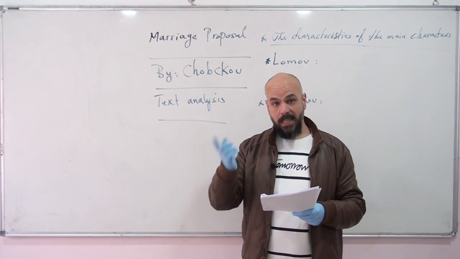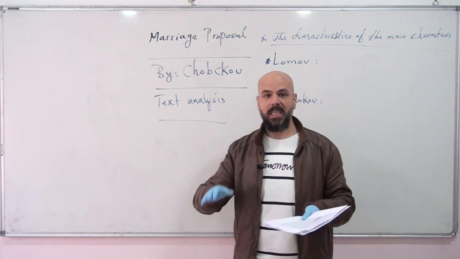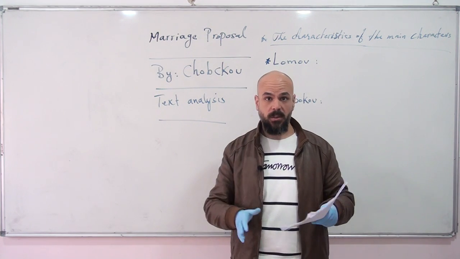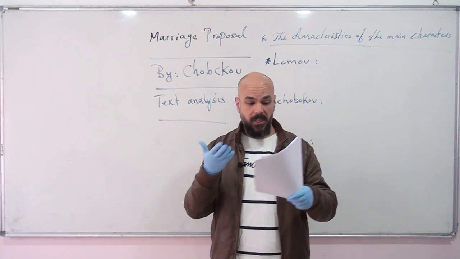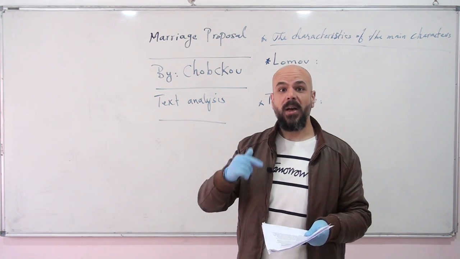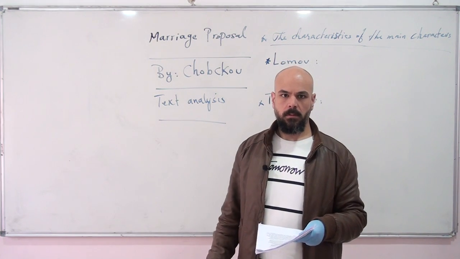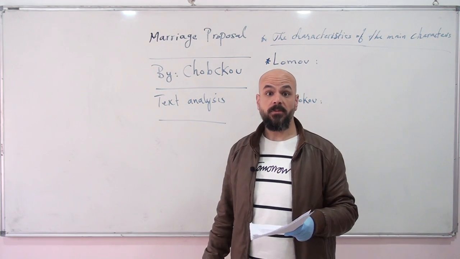But unfortunately, another quarrel started between them. The main quarrel, the most ridiculous one. This is the futility and how it appeared in the text. They started the quarrel about their dogs: Natalia's dog and Lomov's dog.